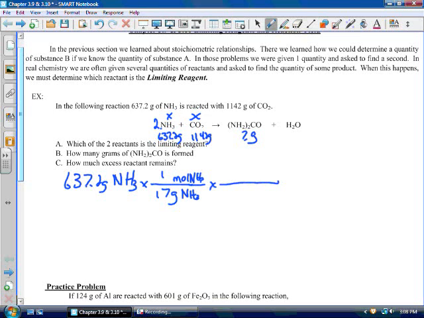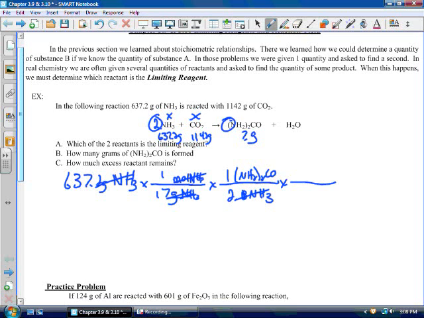Next thing I'm going to do is go to moles given to moles wanted. Here's the substance I want. Here's the substance I'm given in this case, so the ratio is 1 over 2. So there's 1 NH2 2CO per 2 NH3. Again, that gets rid of moles of NH3, so now I'm left with moles of NH2 2CO. I want grams of that, so I need to continue on.